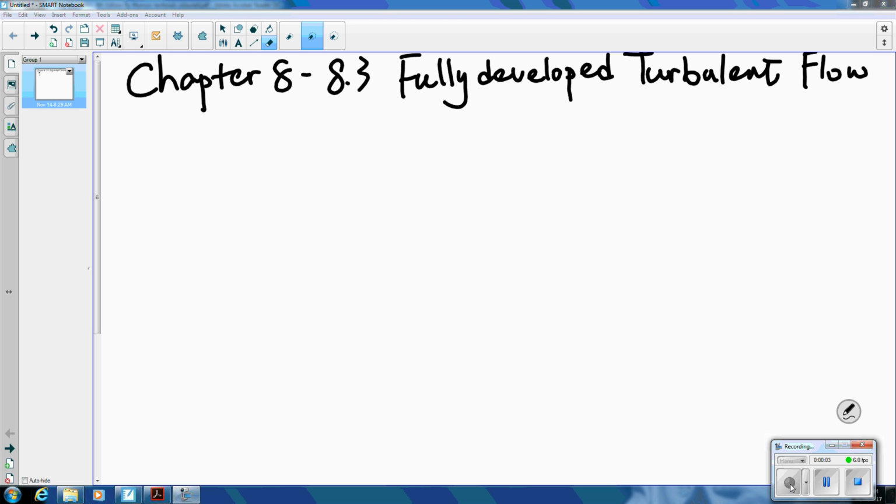Hello everyone. In this session, we're going to talk about fully developed turbulent flow. In the previous session, we already talked about the characteristics of laminar flow in pipes and fully developed laminar flow. So we want to know similar things for turbulent flow, right? So here, let's talk about turbulent flow.